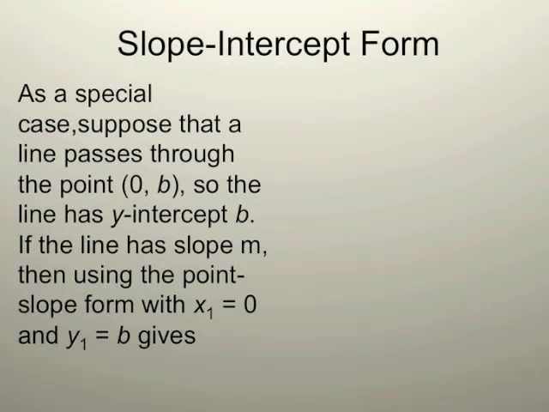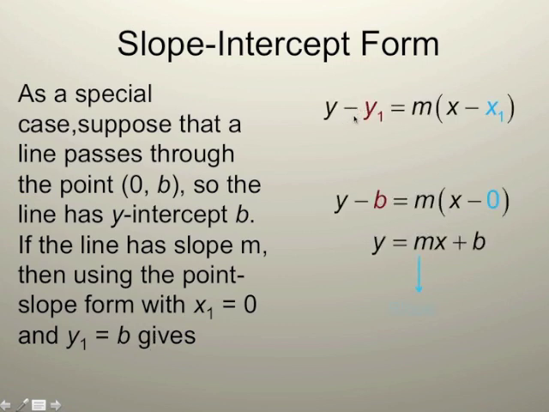Now, slope-intercept form is a special case. Suppose that a line goes through the point (0, b), so it has a y-intercept of b, and the slope of the line is m. Then the point-slope form, with x sub 1 equals 0 and y sub 1 equals b, gives us y minus y sub 1 equals m times x minus x sub 1. It'll give me y minus b equals m times x minus 0. So y would equal mx plus b.